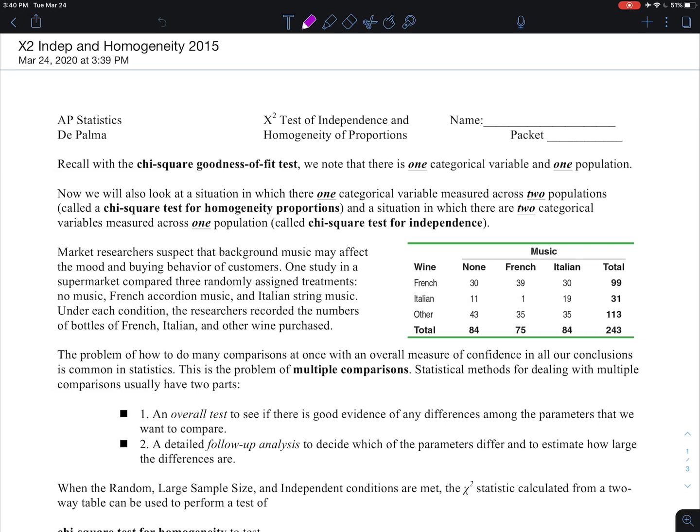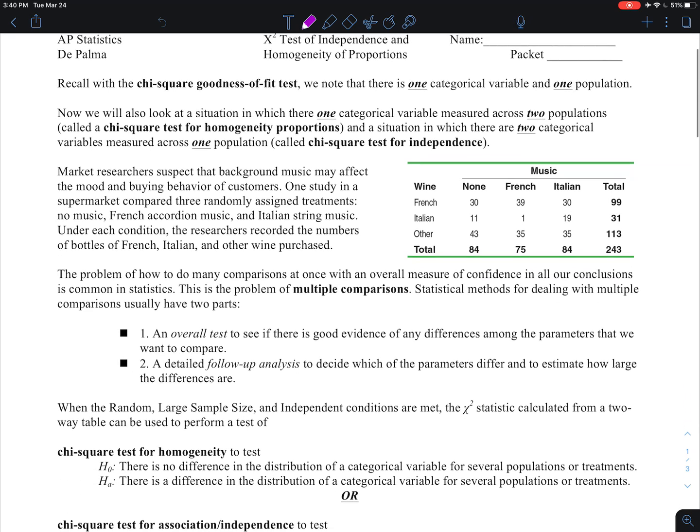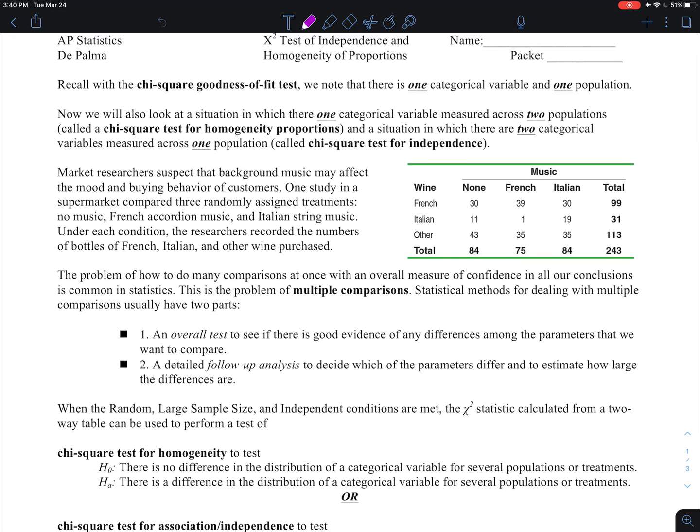Hey guys, here's a quick video going over the chi-square test of independence and the chi-square test for homogeneity of proportions. You'll hopefully recall that we just wrapped up the chi-square goodness of fit test, and that was for the situation where we had one categorical variable and one population of interest. The chi-square test of independence and homogeneity of proportions are going to look at two different situations.